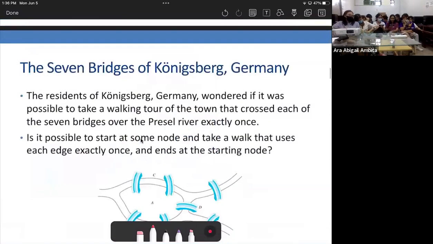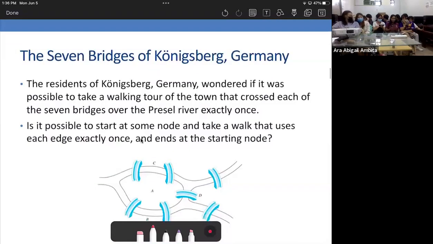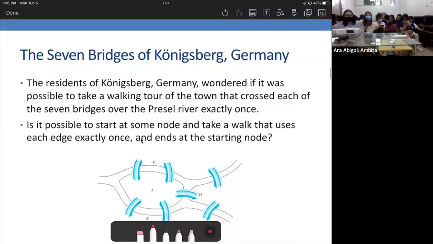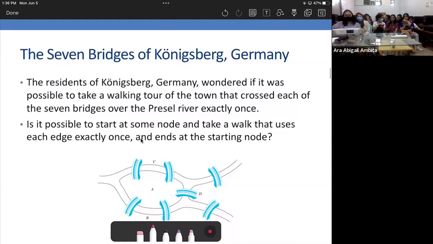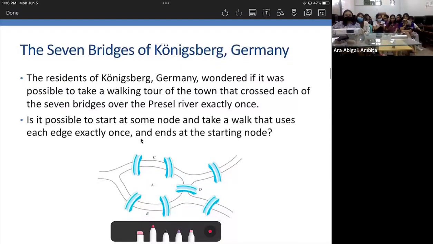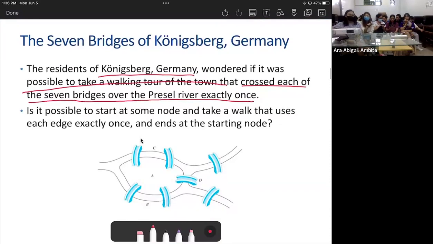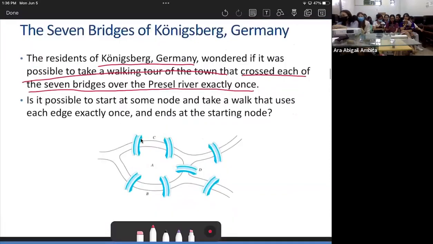Sige. We have this bridge here, the 7 bridges of Königsberg, Germany. Anyway, hindi ko alam kung paano talaga yung right pronunciation nito. So the residents of Königsberg, Germany wondered if it was possible to take a walking tour of the town that crossed each of the 7 bridges over the Pregel River exactly once. So, gusto nila na tour around this place.